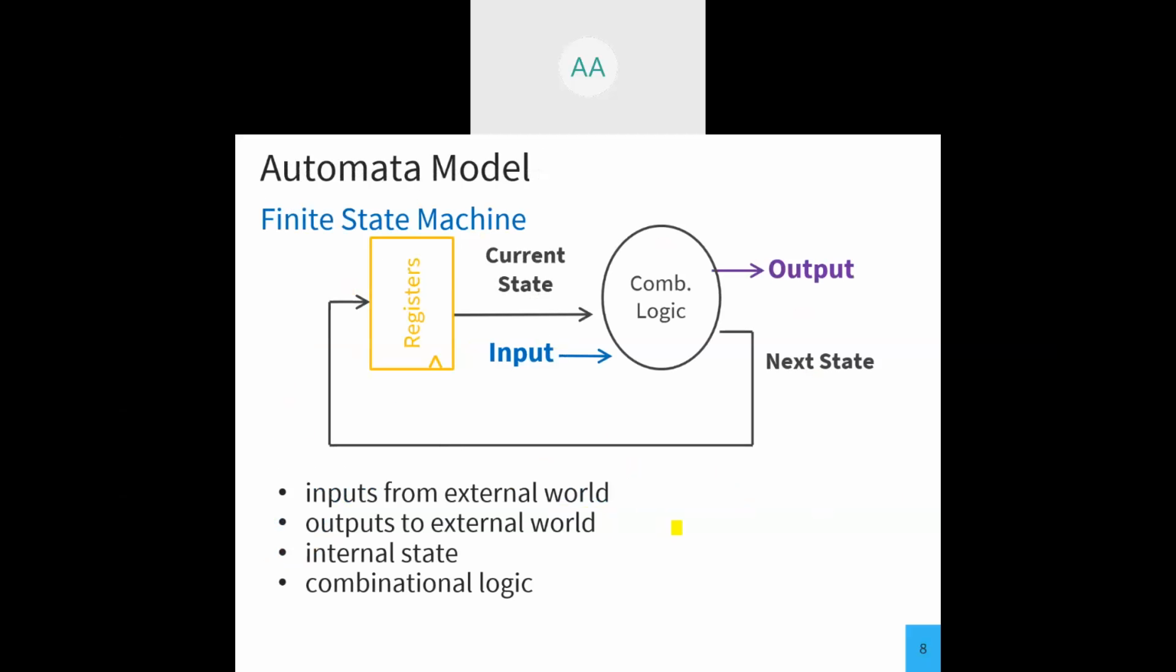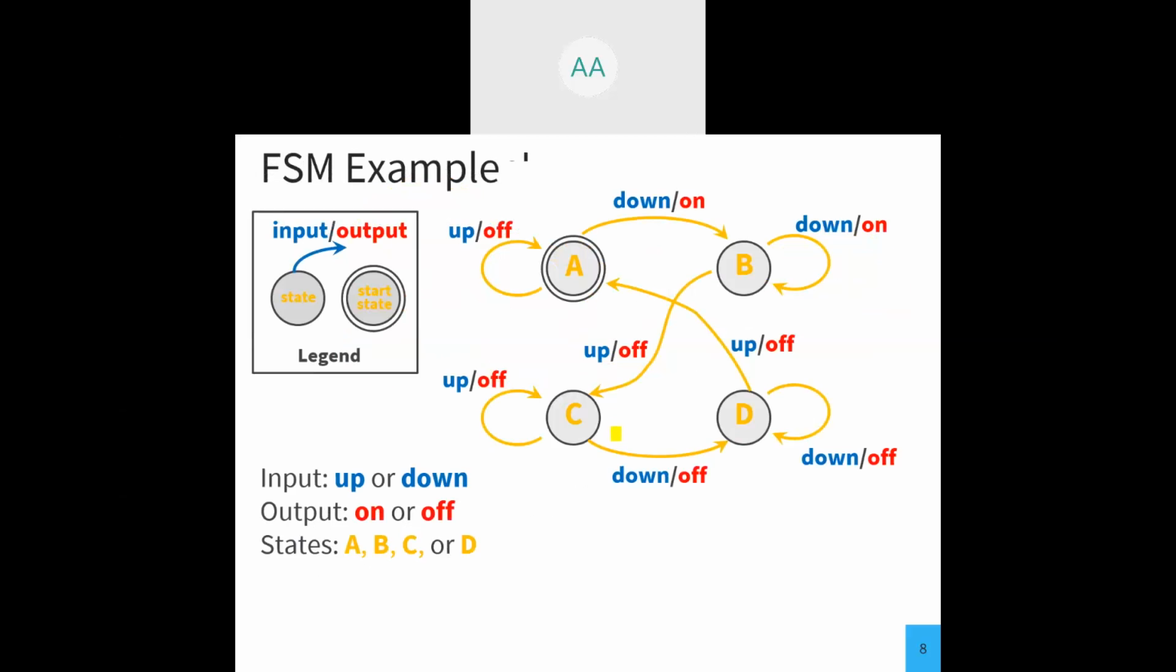Now this is the automata model for a finite state machine. It has some registers to hold the memory and some combinational logic to make the design. Here we have input from the external world, output to the external world, and the internal state, which is totally internal, and then we also have some combinational logic. So the user can only see the output and the input, it can't see what is inside the device, right? So this is the automata model for a finite state machine.